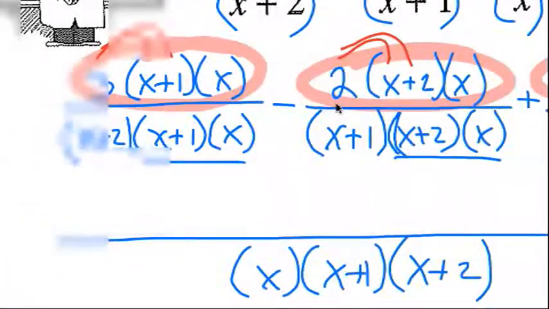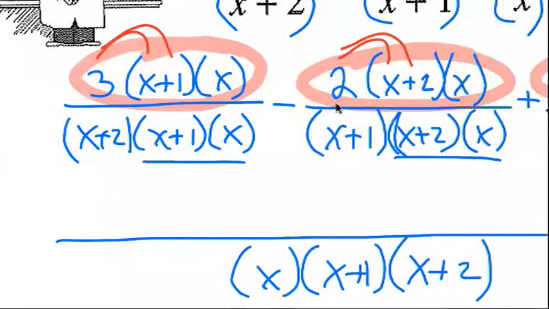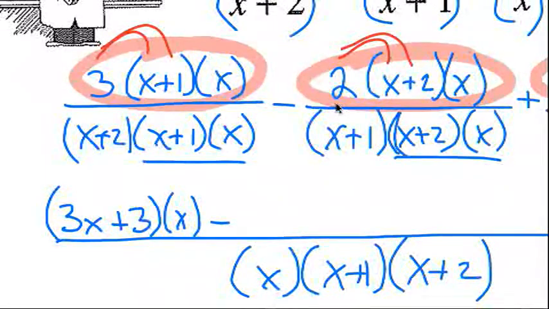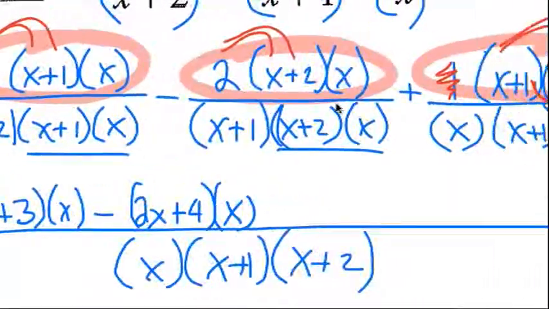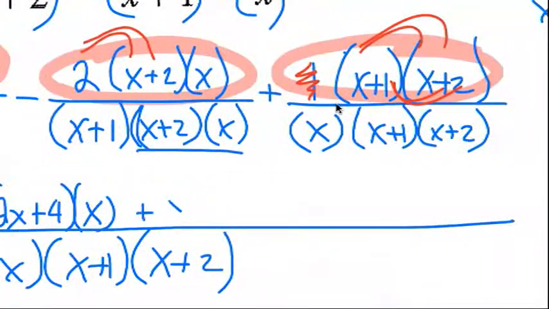So 3 times x is 3x. 3 times 1 is 3. Don't forget, I still have to multiply x. Minus 2 times x squared, or 2 times x is 2x. Times 2 is 4. I still have to multiply by x. Over here, x times x is x squared plus 2x plus x plus 2.